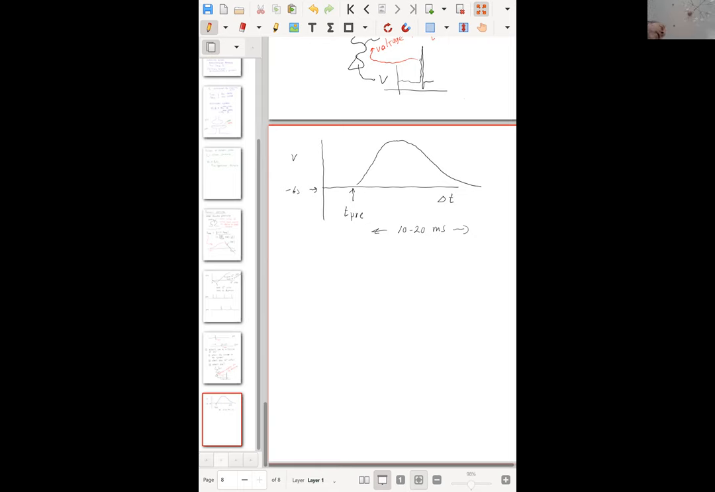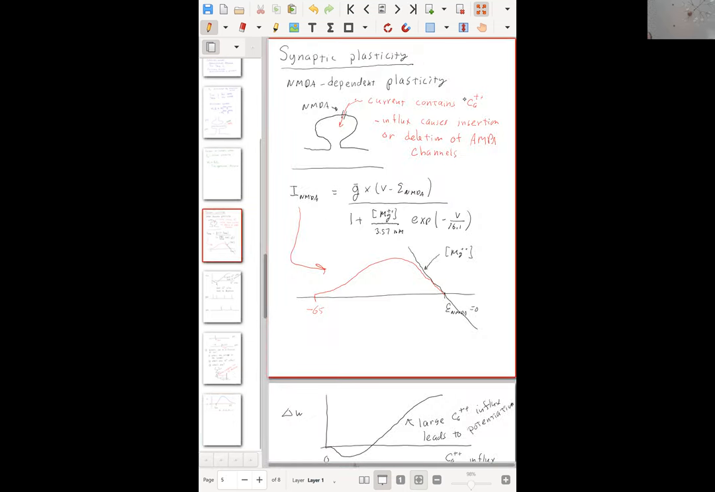So that's the voltage. What we want to do now is plot the calcium influx. So remember, if you go back to our NMDA channel, the NMDA current has this shape. At really low voltage, the current's low. At really high voltage, the current's low. Somewhere in between, it's kind of high.